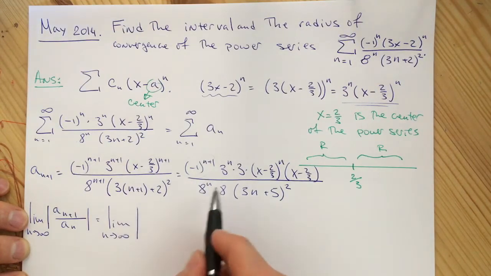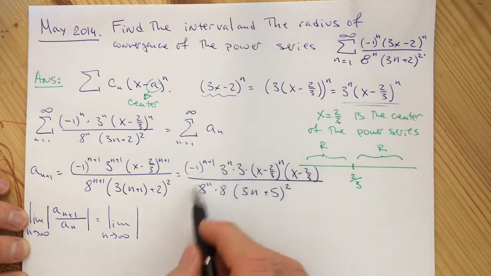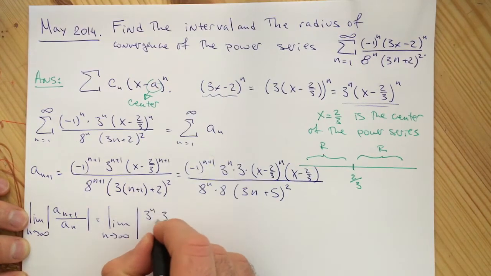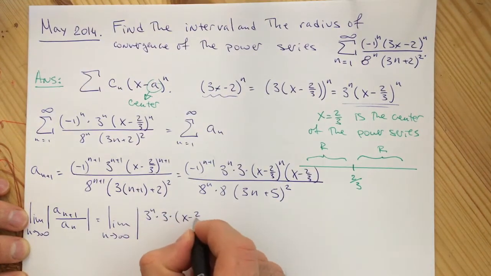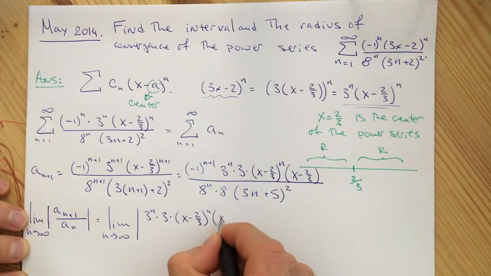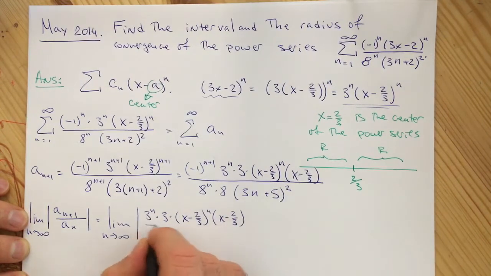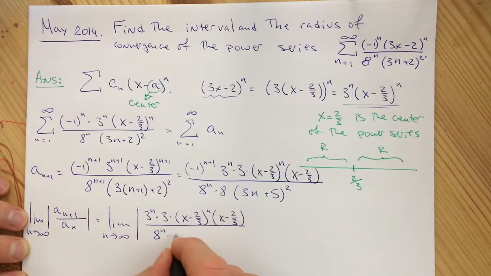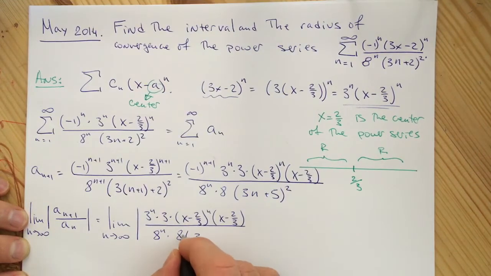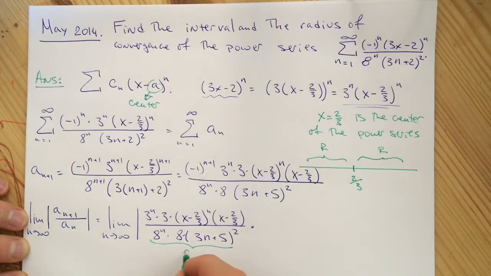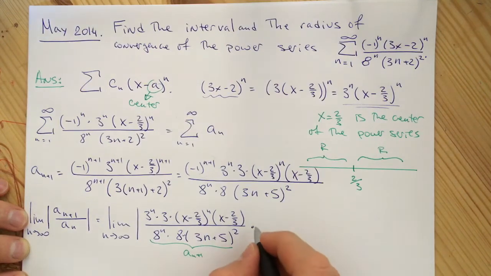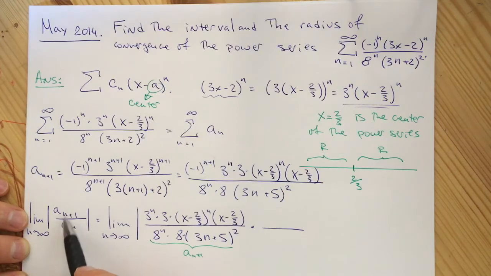because of the absolute value, and I write this as the rest of the expression, 3 to the power of n times 3 times (x minus 2) over 3 to the power of n times (x minus 2) over 3, over 8 to the power of n times 8 times (3n plus 5) squared. So this is my a_(n+1), and here I write the reciprocal of a_n.